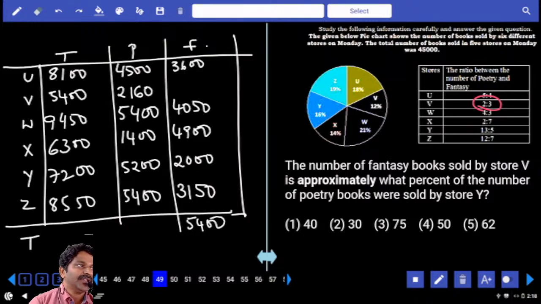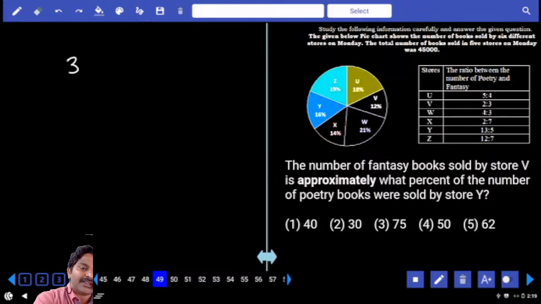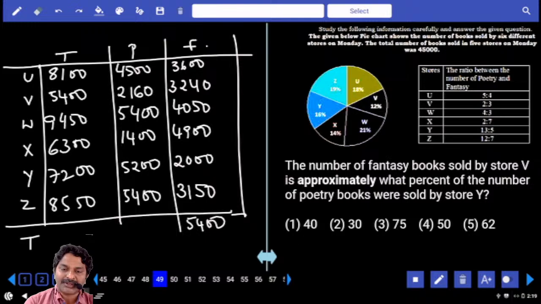Which is 2,160. 6 times. 500 6 times, 3000. 6 times 40, 240. Now the question is, fantasy books in V, which is 3,240. What percent of poetry books from Y? Poetry from Y, 5,200.